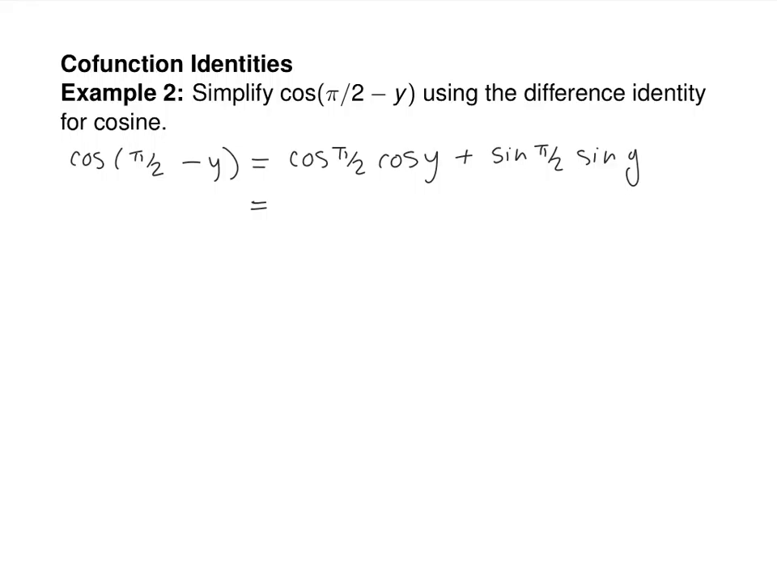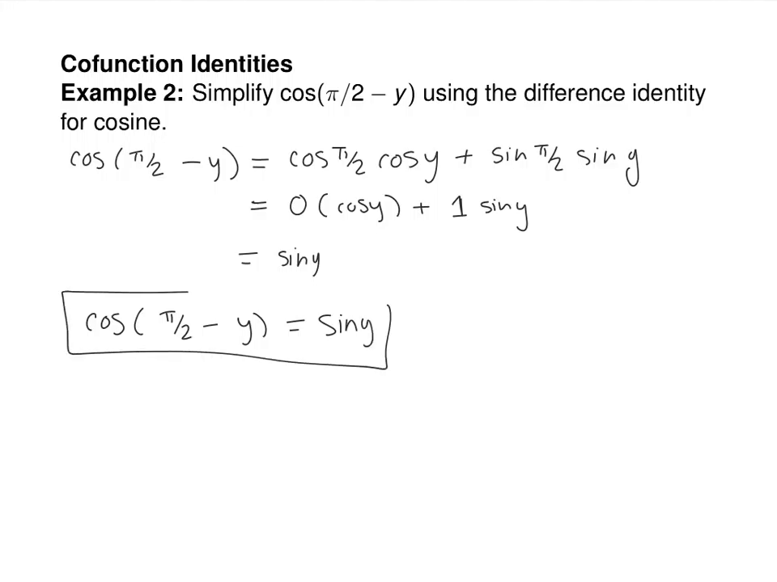In your head, visualize a unit circle. What is cosine of pi halves? 0. What is sine of pi halves? 1. So this equals sine y. So that's an identity. Cosine of pi over 2 minus y equals sine y. Okay, and we're going to use that to get a different sum difference identity.